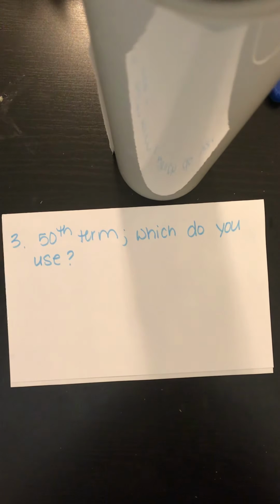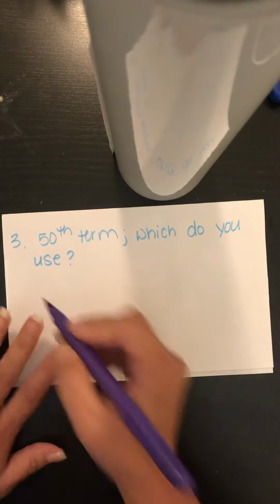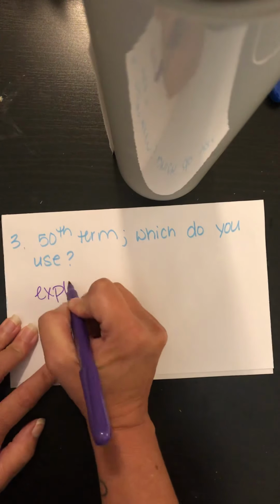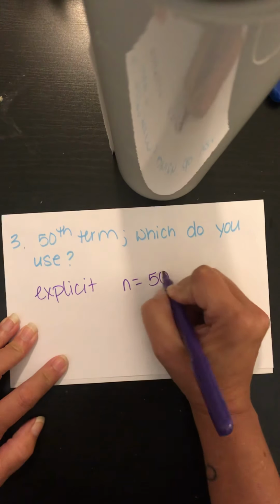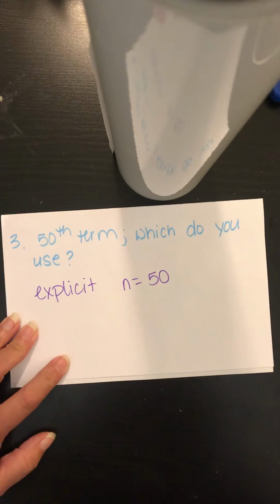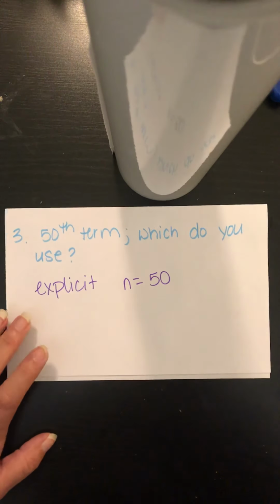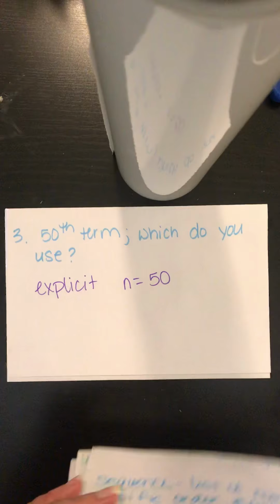Okay, suppose we want to find the 50th term of a sequence. Would you rather use the recursive rule or an explicit rule? Okay, go ahead and pause the video and answer that now. Okay, I personally would use the explicit rule. Why? Because I can plug in n equals 50. If I was to use the recursive rule, I would have to find all 49 terms in order to get to the 50th.